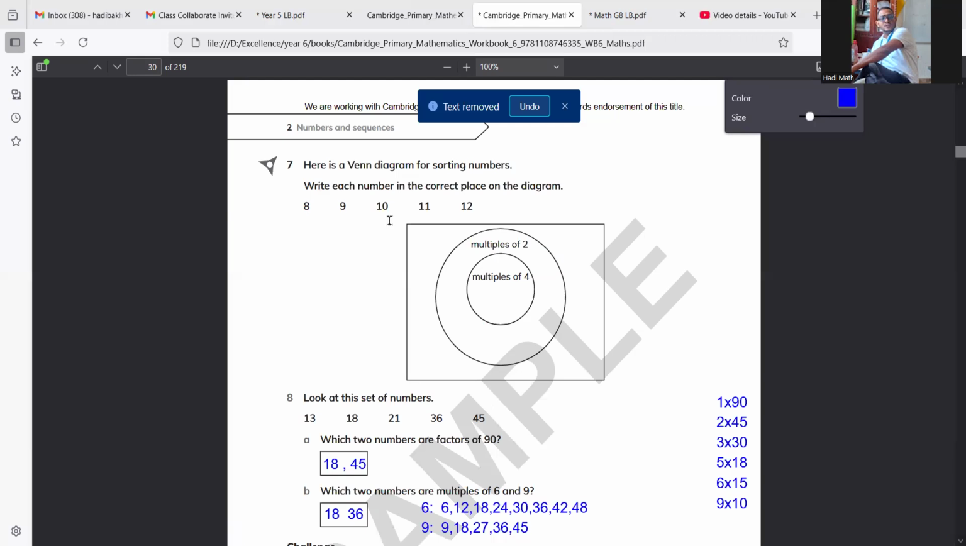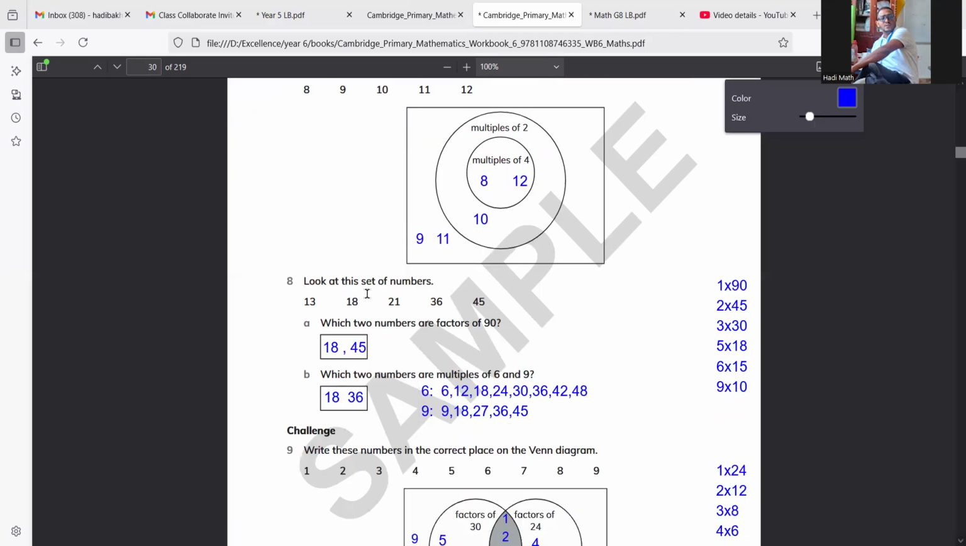Then 9. 9 is not a multiple of 2 and not a multiple of 4. So you must write it outside. Then 10. 10 is a multiple of 2? Yes. Multiple of 4? No. So you write it in the big circle, which is multiples of 2 only. 11. Not a multiple of 2, not a multiple of 4. 12 is a multiple of 2 and a multiple of 4. You write it in the small circle below. So here we go. It's 8 and 12 here, 10 only here, 9 and 11 outside. Let's go to the next question.